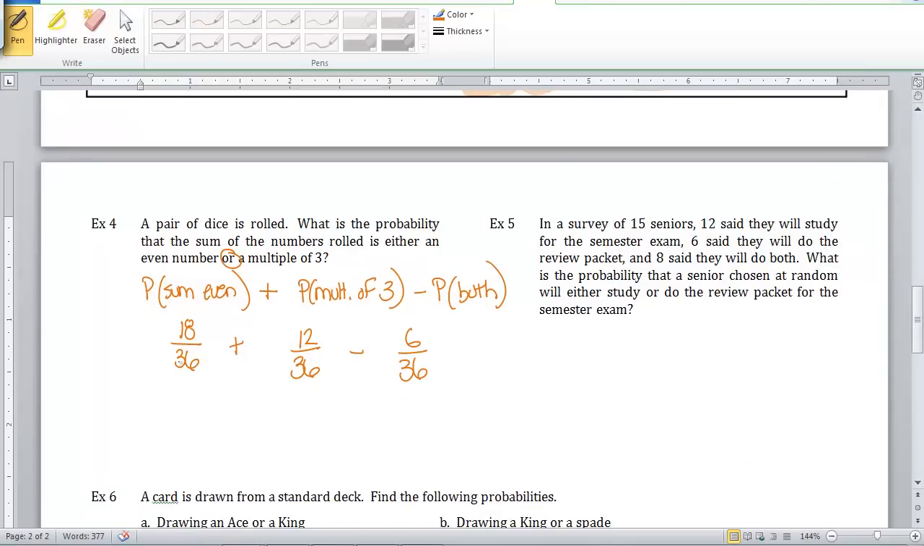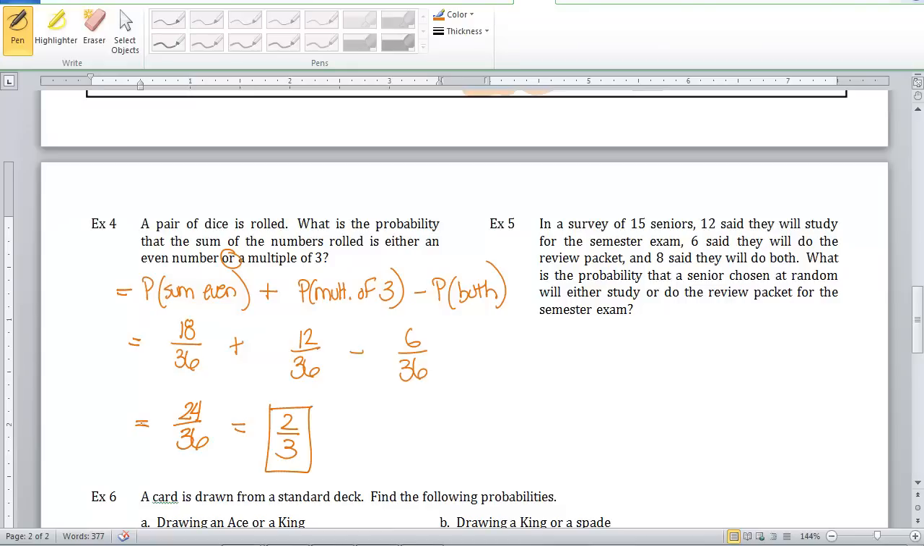If we now add and subtract the numerators, 18 and 12 is going to be 30, minus 6 gives me 24 out of the 36 possibilities. And simplifying that fraction, I get a 2 out of 3 chance of either summing to an even number or summing to a multiple of 3.